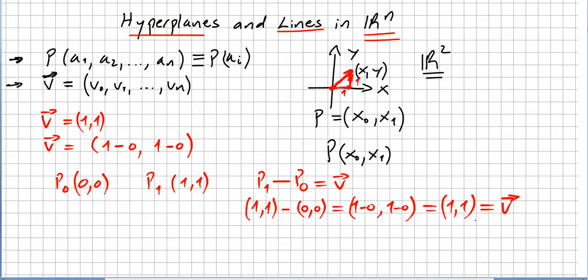Generally speaking, the vector will be this distance between 2 points, in this particular case point 1 and point 0. When we mention a vector like this, we will always be considering that we departed from the origin, from the 0, 0. In R2, in R3, that will be the origin 0, 0, 0.